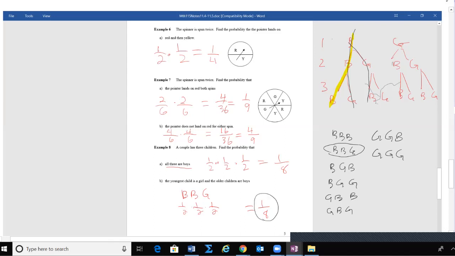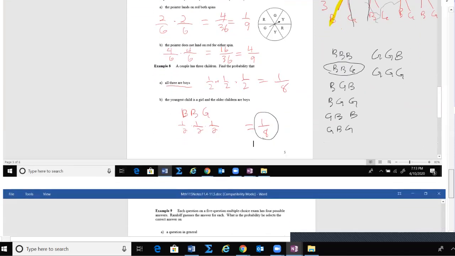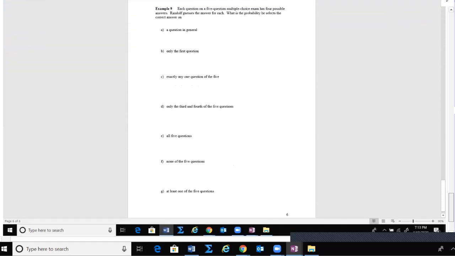Okay. So which way is easier? Well, in some problems, these sample spaces are nice to have. In other problems, you don't really need them. So the tree is a tool. Sometimes you'll use it, sometimes you won't. All right, we've got one more problem here.